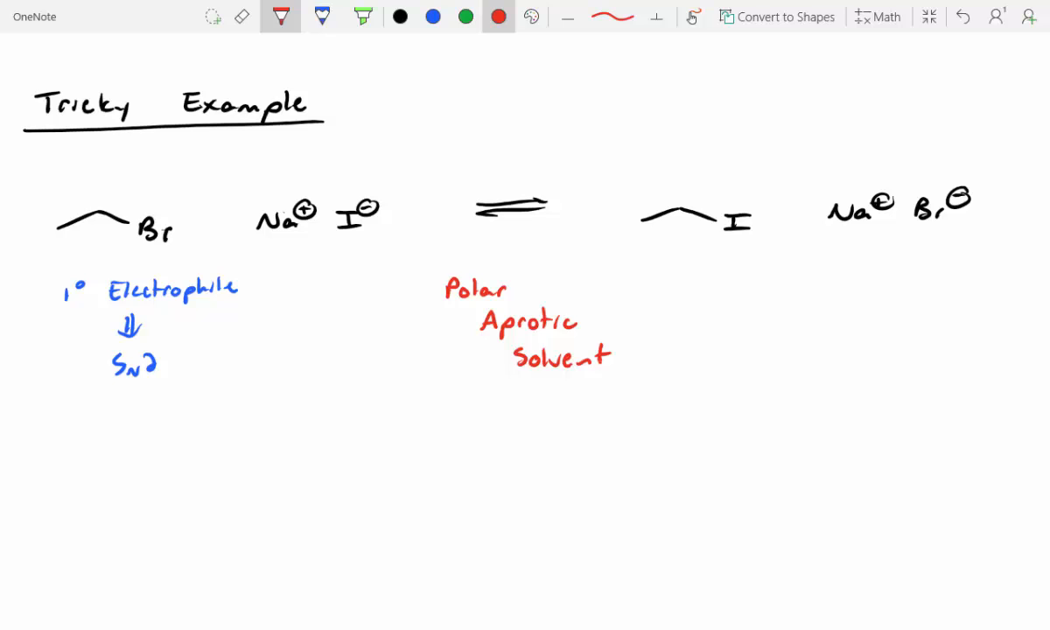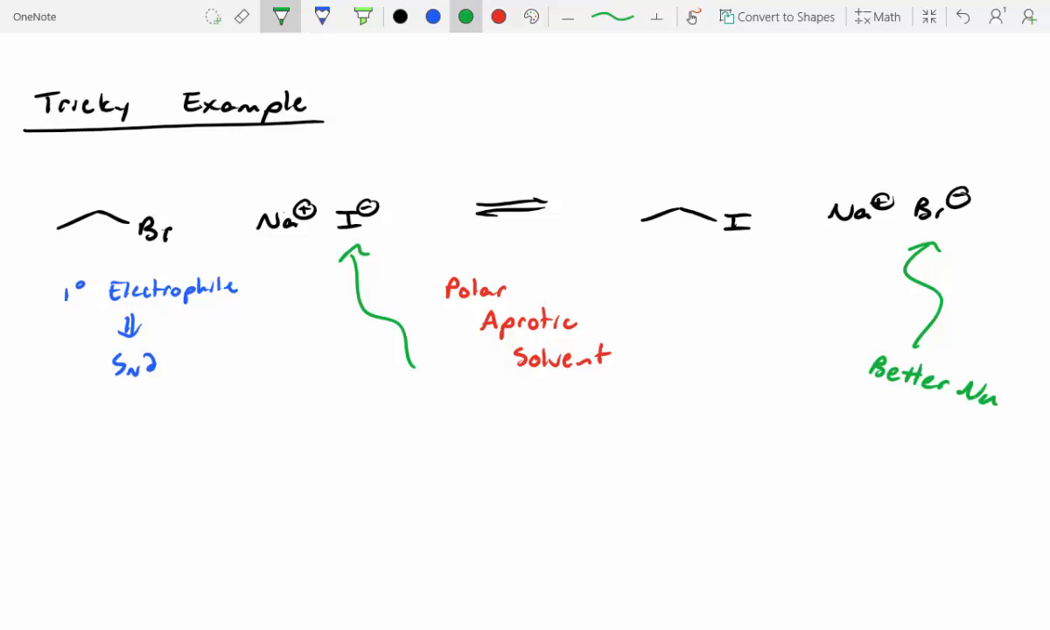All right, let's take a look at this. Which one's the better nucleophile, iodide or bromide, in an aprotic solvent? Which one? Bromide. So in this case, this would be a better nucleophile. Why is it a better nucleophile in aprotic solvents?